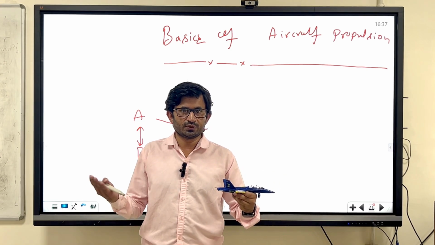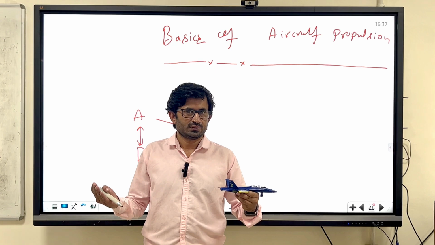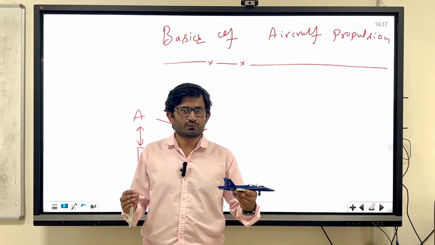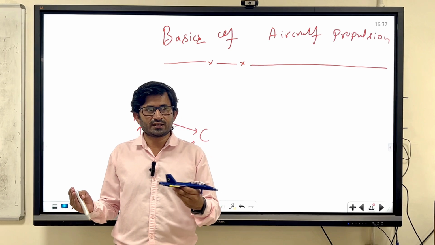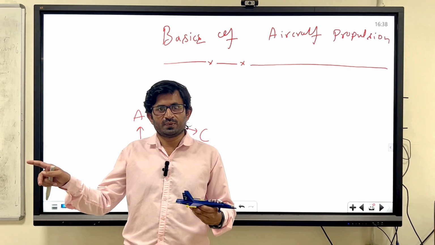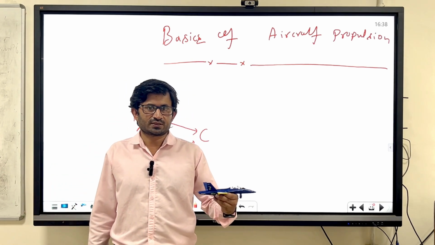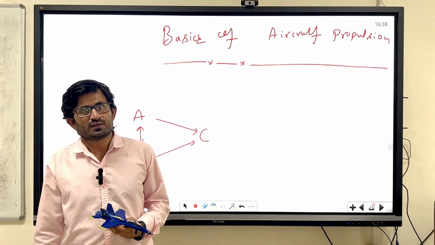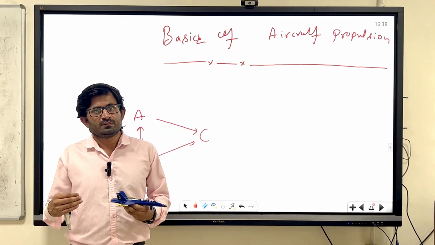So where is the energy going? According to the thermodynamic first law, it can be transformed from one form to another form, right? So where is the kinetic energy going? It is going into the drag part. So if you increase the thrust, drag will increase. So that is how the energy is dissipating. Drag is taking that part.